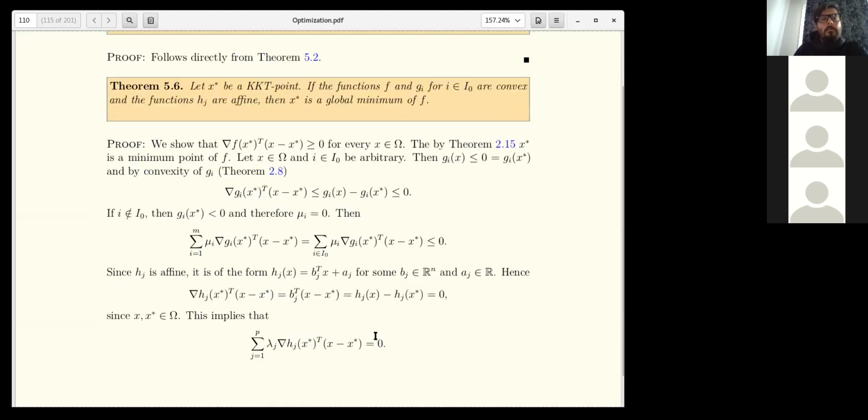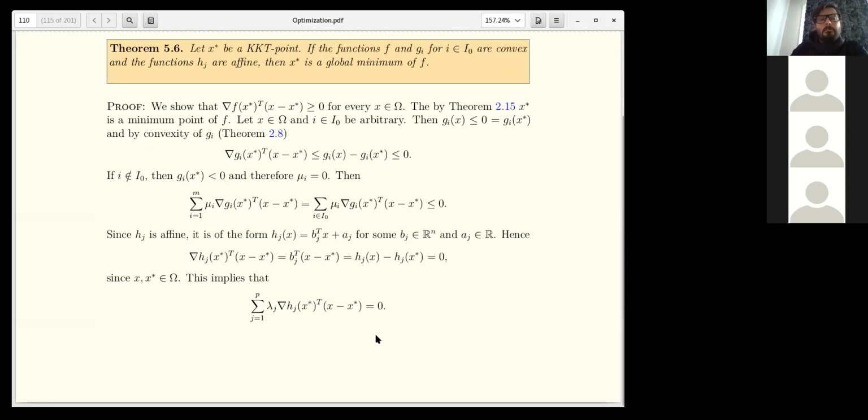So let's look at this theorem 5.6. If we have a KKT point and all these functions are convex and these h constraints are, it says affine, but really it means that the equality constraints can be expressed as a linear constraint Ax equals b, then a KKT point in this situation is a global minimum. So it will have a unique KKT point.